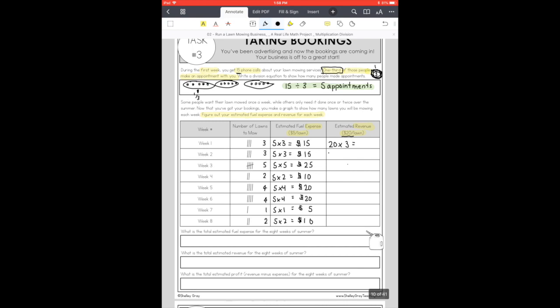So 20 times 3, 20 times 3, 20 times 5, 20 times 2, 20 times 4, 20 times 4, 20 times 1, and 20 times 2. Let's go through and answer those questions. 60, 60, 100. I'm going to make sure you line up those tens and ones columns, because who knows, maybe we have to add this all up at the end. 20 times 2 is 40, 80, 80, 20, and 40.